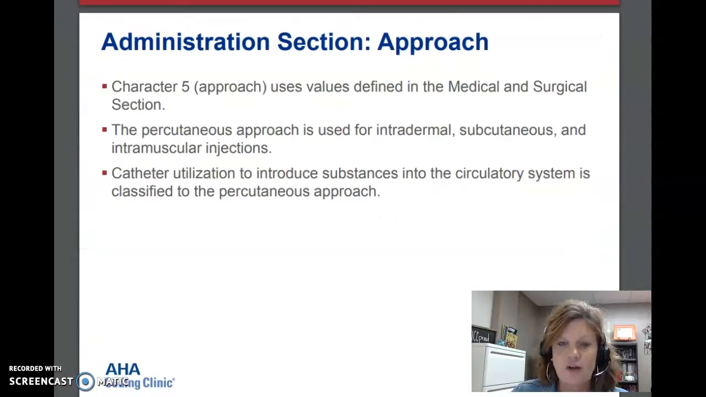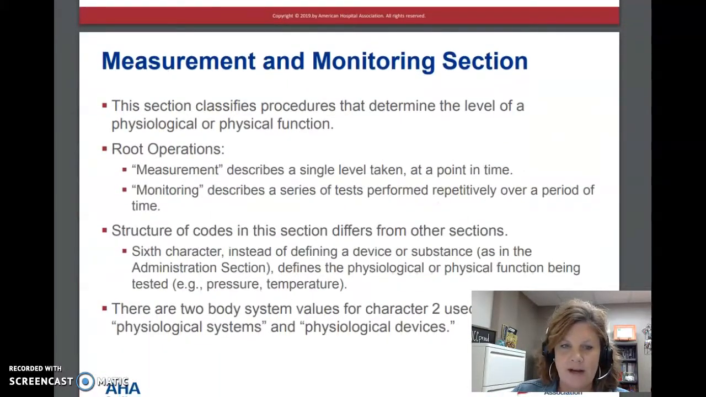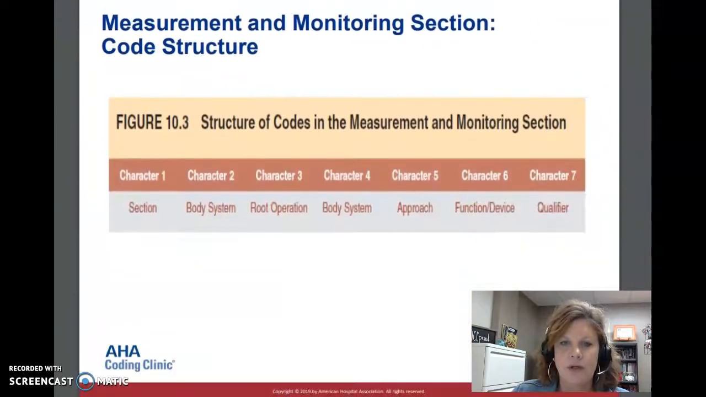So in our administration section, this is going to be the 10.2 area, where we have the structures of code in this area. This is going to be measurement and monitoring, our root operation, structures of codes. Okay, so again, measurement and monitoring. So even when you look here, our character 1 section for administration is going to be 3.